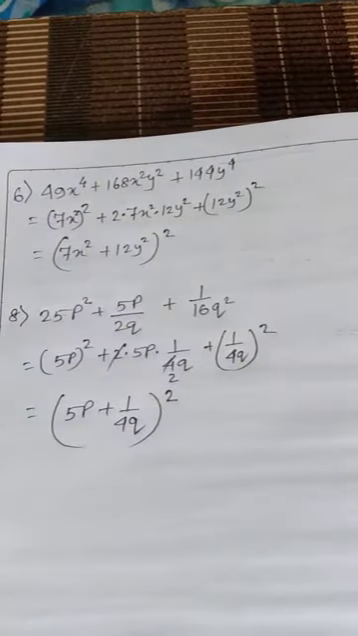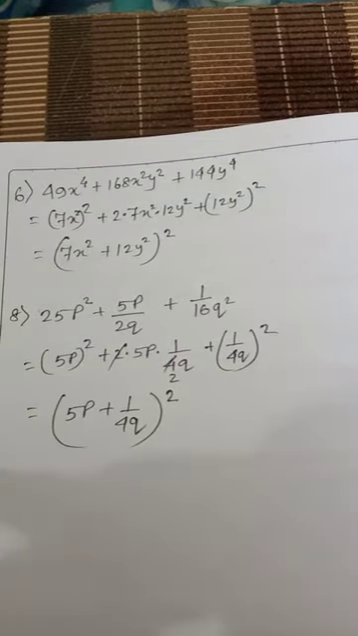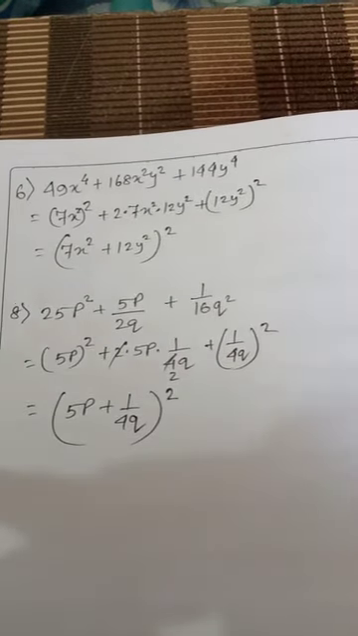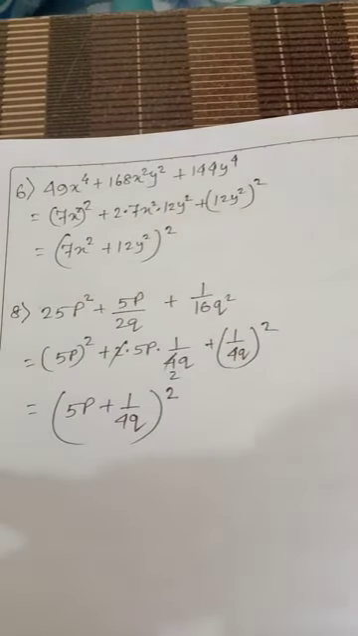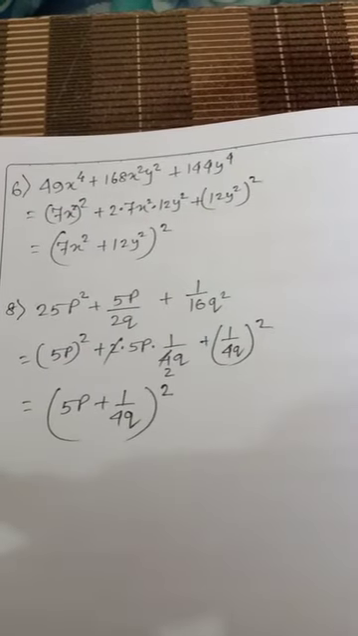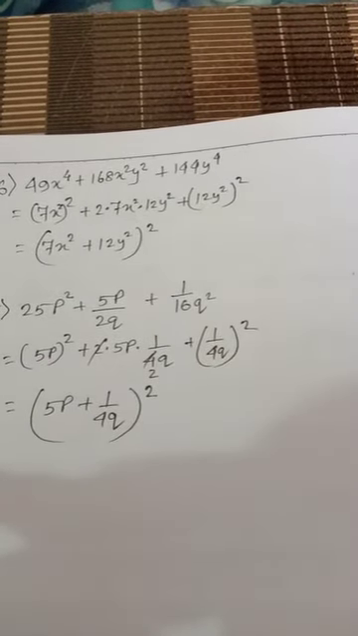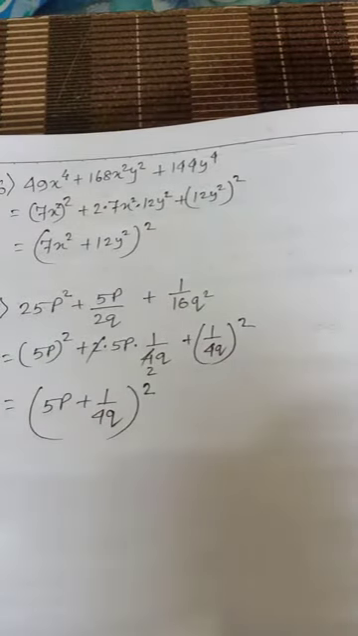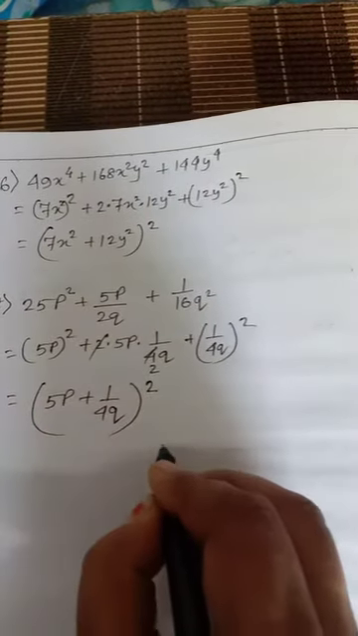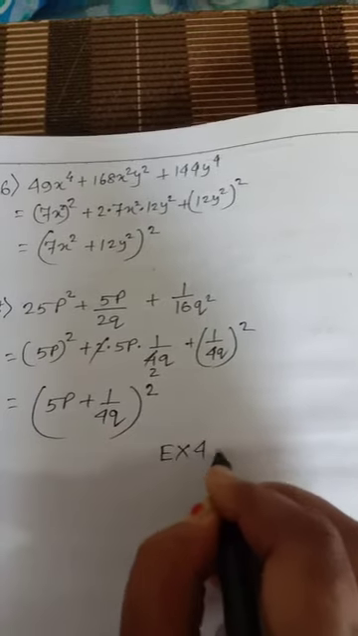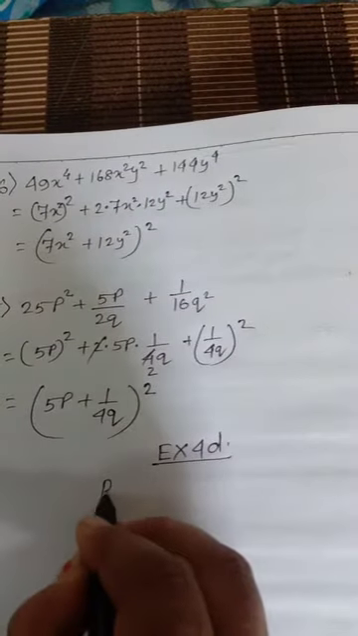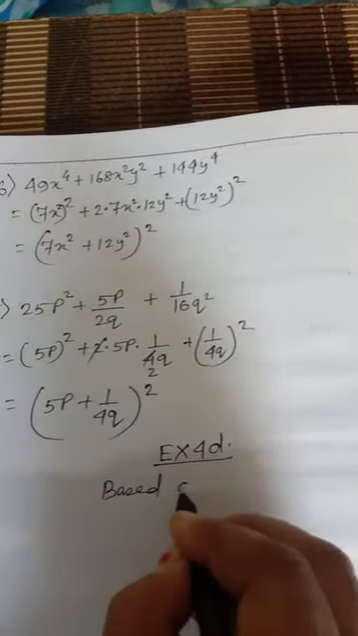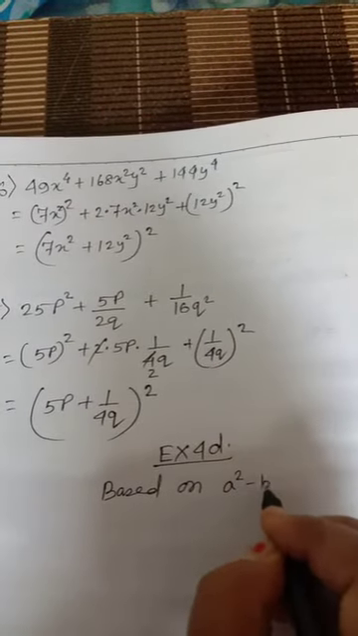It was exercise 4c, which is based on identity a plus b whole square and a minus b whole square. Next we have exercise 4d, which is based on the identity of a square minus b square.